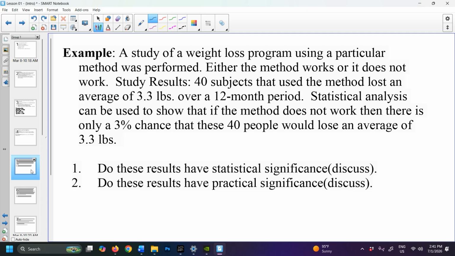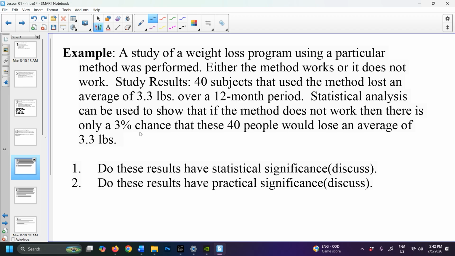Here's my example. A study of a weight loss program in a particular method was performed. Either the method works or it does not work. 40 subjects that used the method lost an average of 3.3 pounds over a 12-month period. Statistical analysis can be used to show that if the method does not work, then there is only a 3% chance that these 40 people would lose an average of 3.3 pounds. So basically, this says if the method doesn't work, then there's a 3% chance that these people would lose an average of 3.3 pounds.